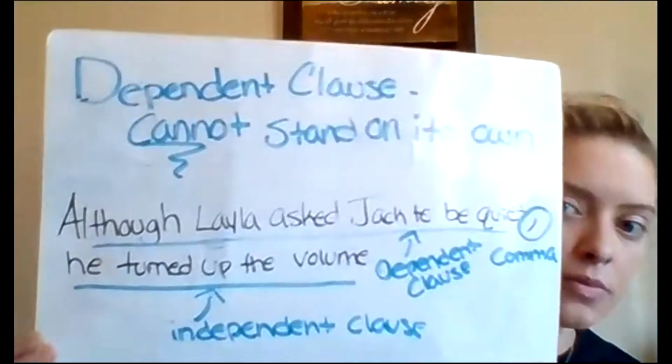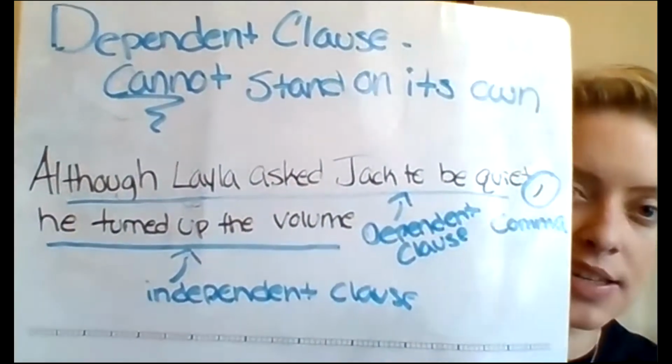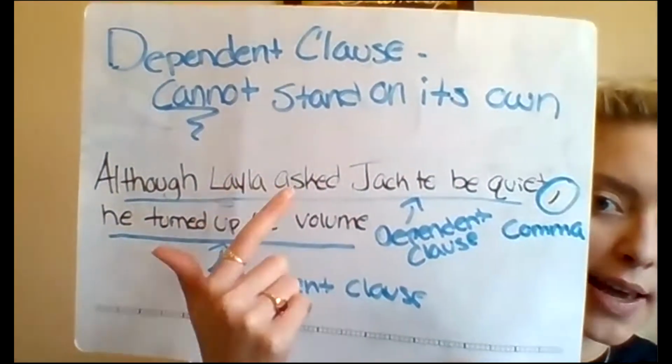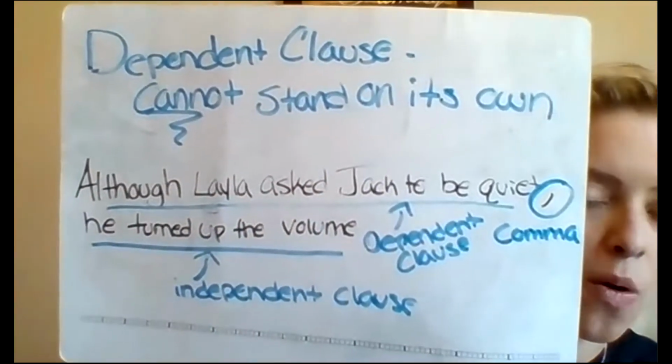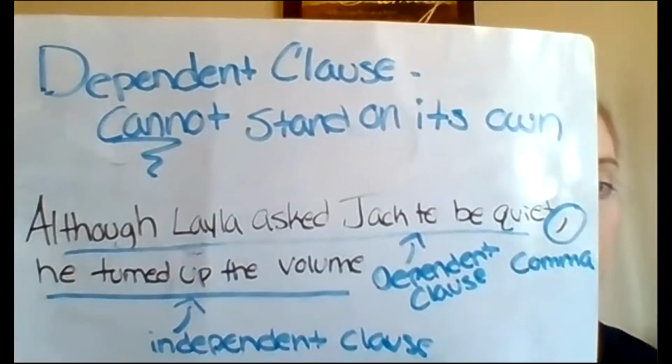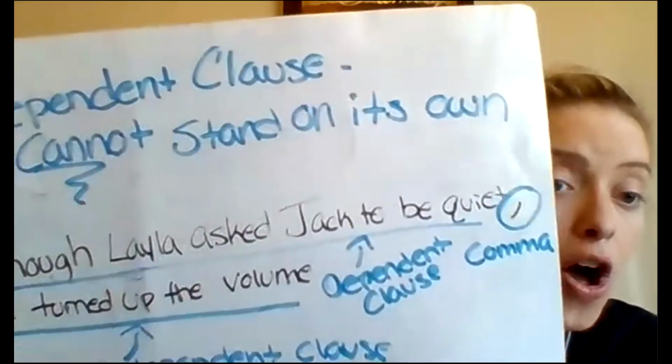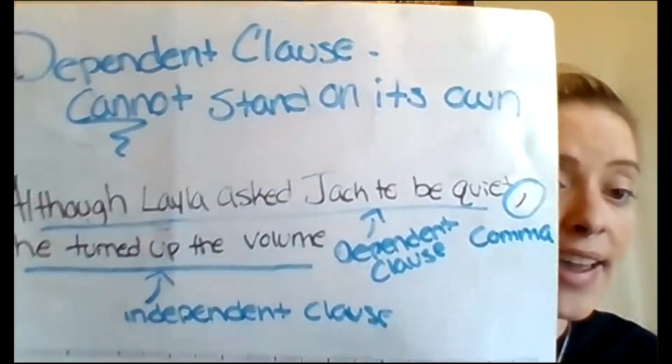Now we're going to look at a dependent clause. Remember, dependent clauses are in complex sentences because complex sentences have a dependent clause and an independent clause joined by a comma. Again, we're looking at the specific place of the comma. Okay, remember, dependent clauses cannot stand on their own. Okay, so let's look at this example sentence. Okay, although Layla asked Jack to be quiet, he turned up the TV, okay? So although Layla asked Jack to be quiet, although what, okay? Although Layla asked Jack to be quiet, that cannot stand on its own.